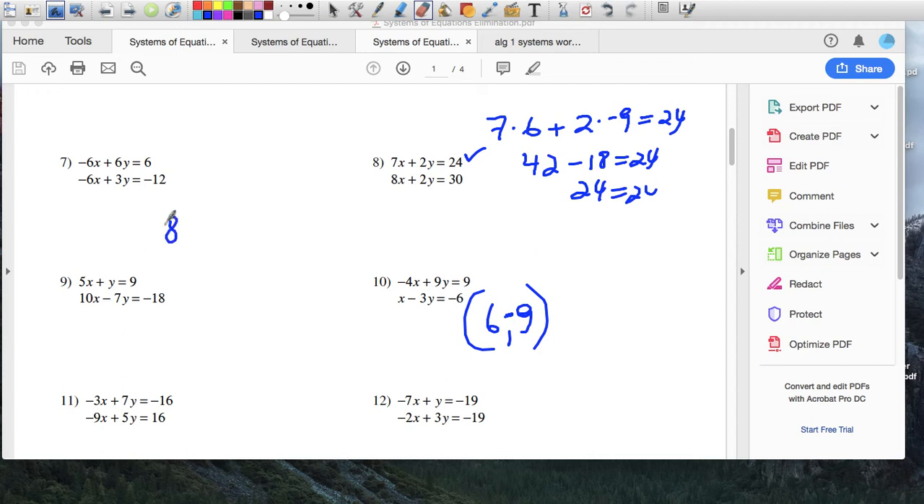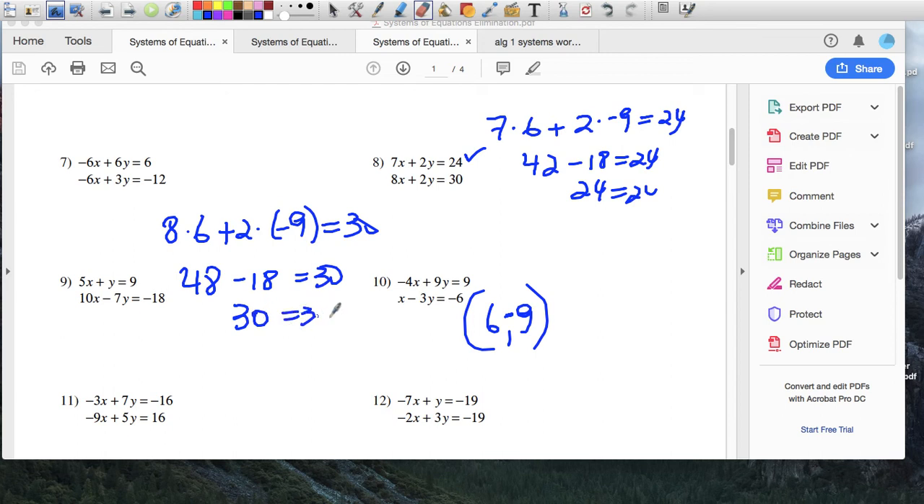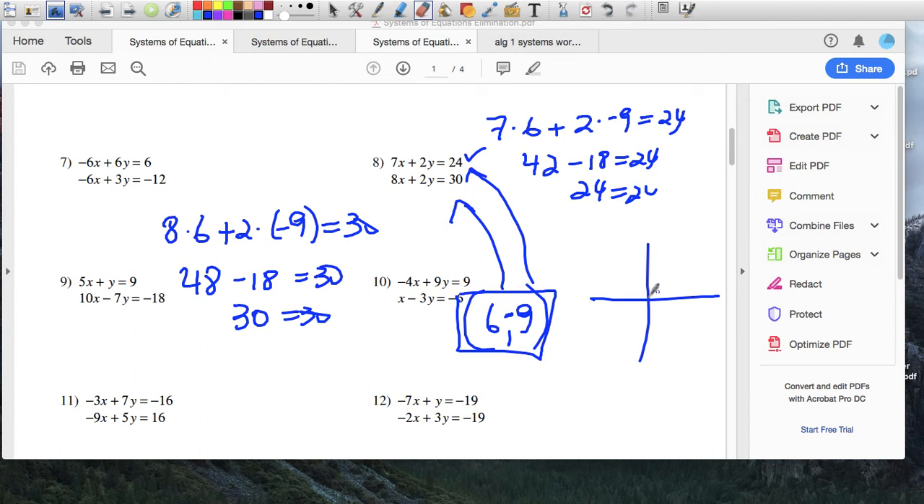So 8x, or 8 times 6, plus 2 times negative 9 should give you 30. 8 times 6 is 48. 2 times negative 9 is negative 18, equals 30. And 48 minus 18 is 30. And 30 equals 30. So you see this point satisfied both equations. And it's the only point that will satisfy both equations because that is their point of intersection where the two lines meet.